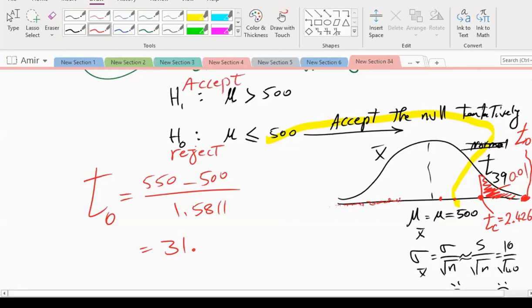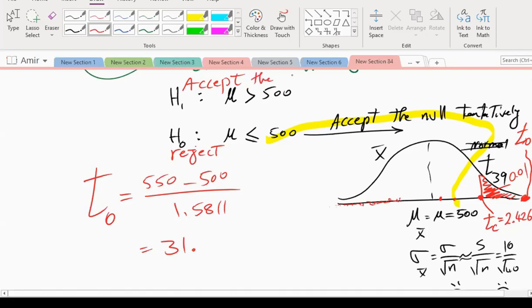So look at this. The claim was mu is more than 500. We got 550, and without this calculation, we wouldn't know if 550 is close to the 500 or it is far. Everything is measured based on standard deviations and so forth. But now we see that 550 is actually 31 standard deviations more than the mean. So it's very good evidence for us to accept the claim.